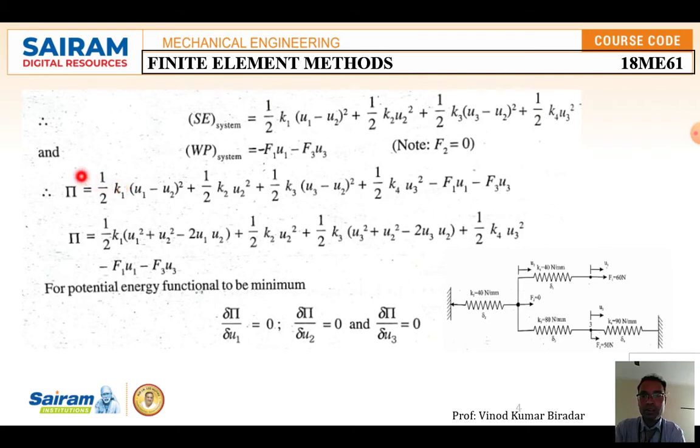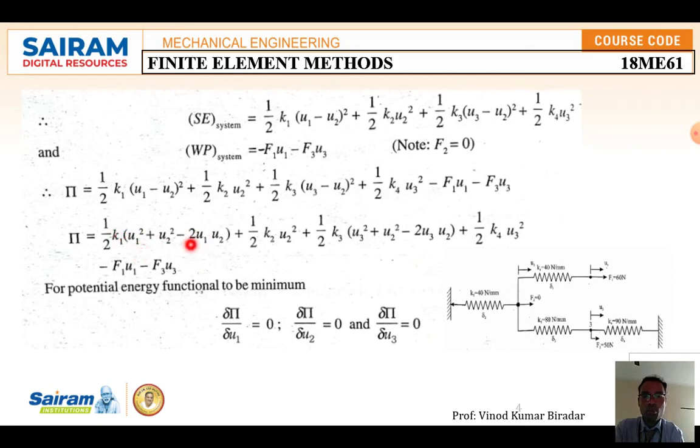Here pi is equal to half of K1, and using the (a minus b) whole square formula, a square plus b square minus 2ab. Here also a square plus b square minus 2ab. Simplify this, and you are going to get the potential energy function as the final equation. That is pi is equal to half of k1 [u1 whole square plus u2 whole square minus 2 u1 u2] plus half of k2 u2 whole square plus half of k3 [u3 whole square plus u2 whole square minus 2 u3 u2] plus half of k4 u3 whole square, minus the external forces minus f1 u1 minus f3 u3, because f2 is equal to 0, so not taken here. So this potential energy function is to be minimum.